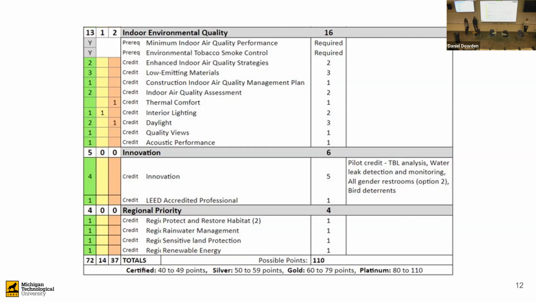And so for our team, we decided to have water leak detection and monitoring, all gender restrooms, and bird deterrents for our innovation pilot credits.